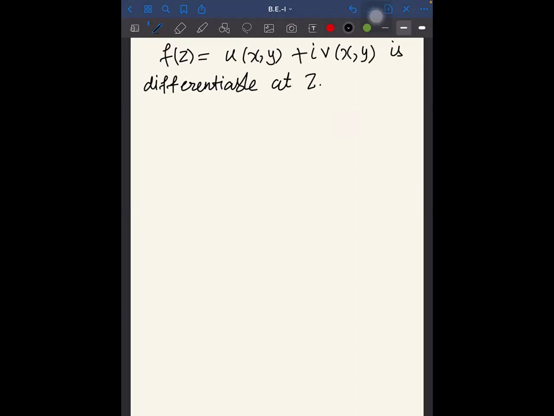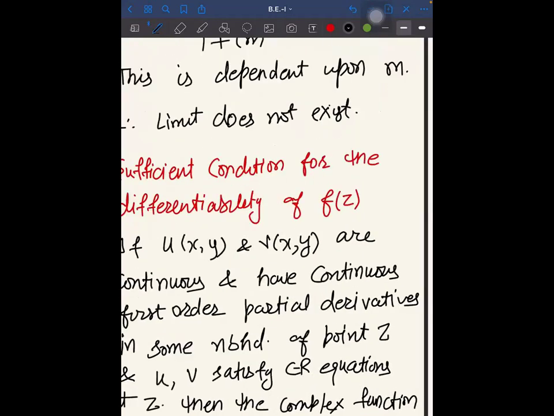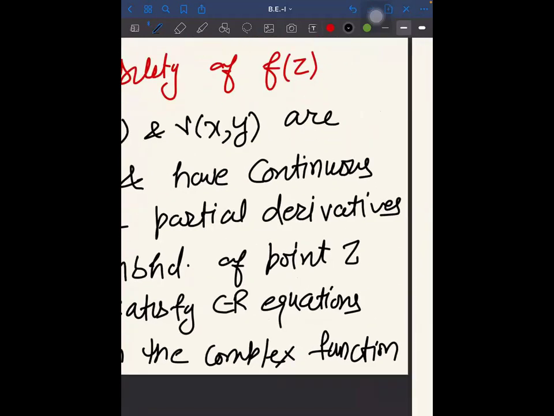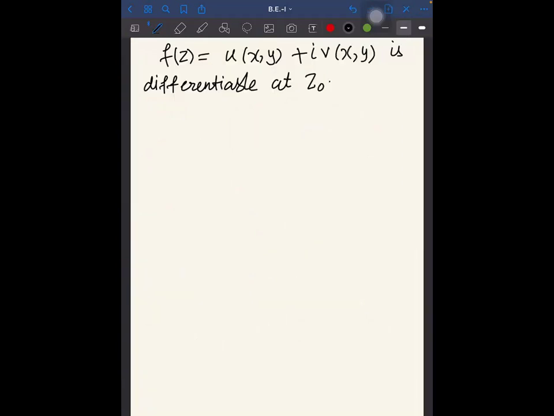Okay, so are you with me on this? Yes, sir. Okay, so better I'll write it as z naught. So z naught means some point. I'm changing the notation to z naught. So let's understand in a nutshell what we have discussed. If you want to prove that a function is differentiable at z naught, you will be precisely looking at these components.